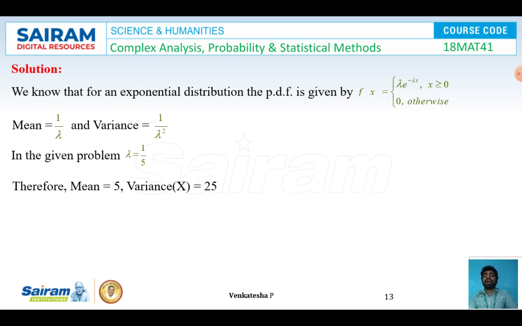So we know that the PDF function of the exponential distribution is given by f of x is equal to lambda e power minus lambda x for x greater than or equal to 0 and it is 0 otherwise. And we know that in the case of exponential distribution, the formula for mean is 1 by lambda and variance is given by 1 by lambda square. In the given problem, they have given that lambda is equal to 1 by 5. So I'll be replacing this lambda value in this expression. So I'll be getting mean is equal to 5 and variance is equal to 25 for the given problem.